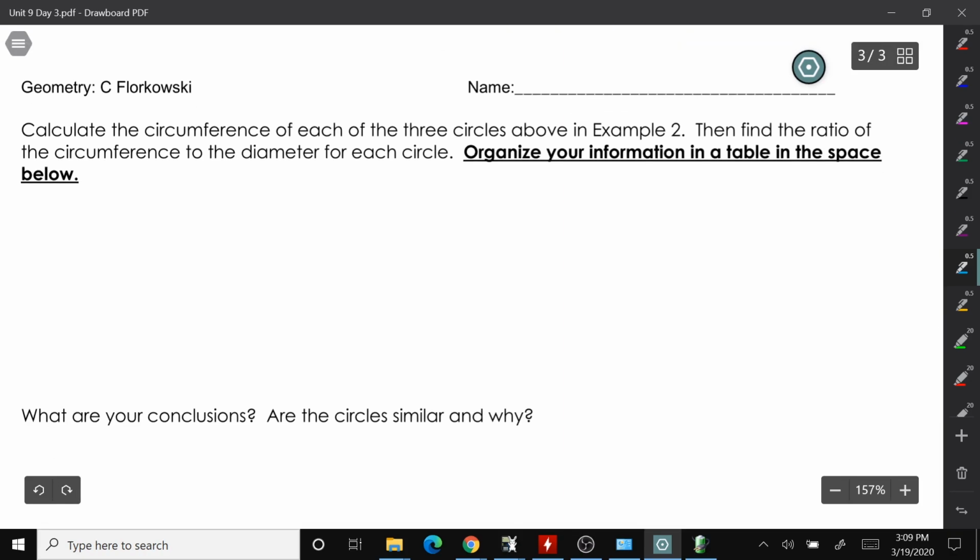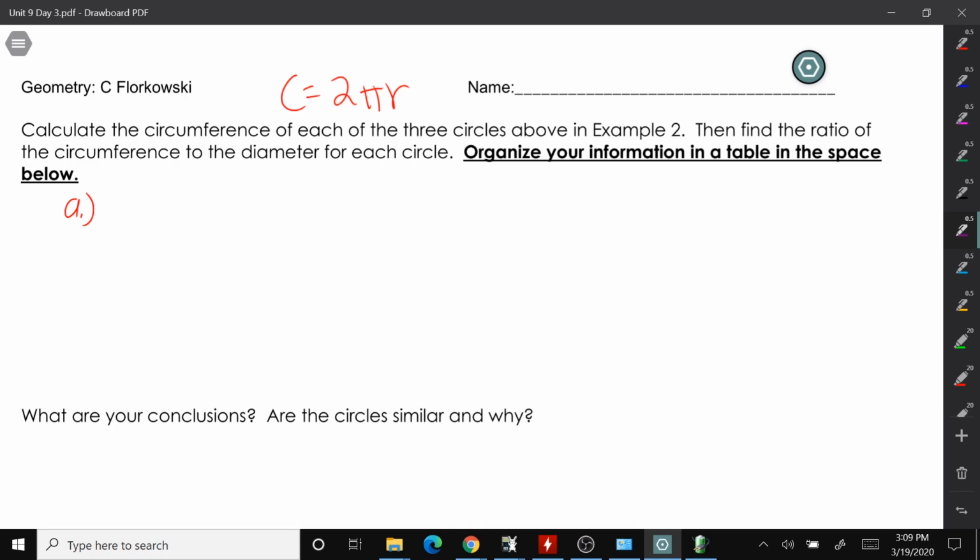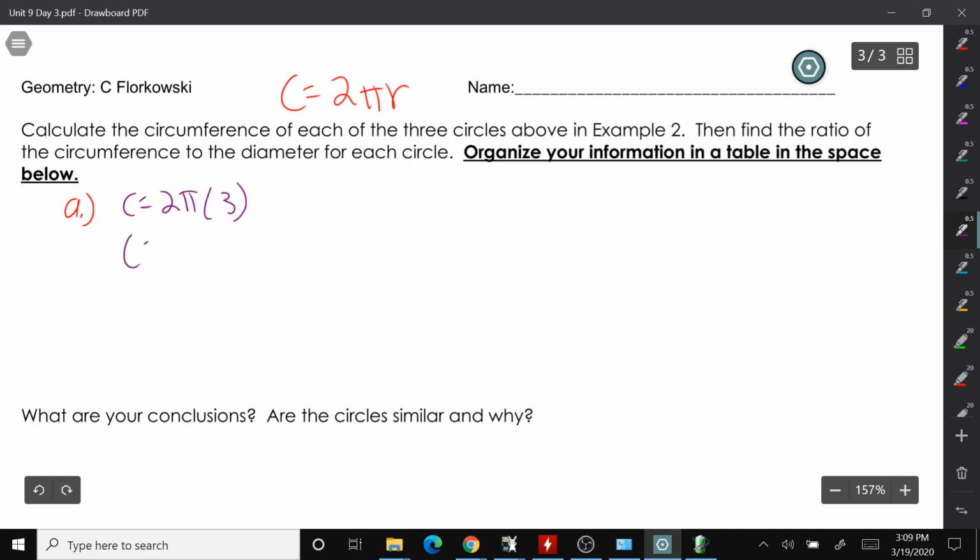Alright, so let's look at this part. We're going to calculate the circumference of each of the circles in example 2. Remember, the circumference is 2 pi r. So in part A of example 2, the radius of that circle was 3. So the circumference equals 2 pi times 3, which is 6 pi.